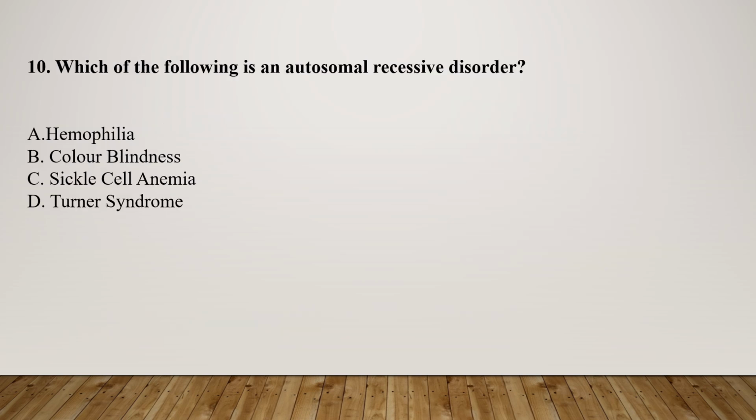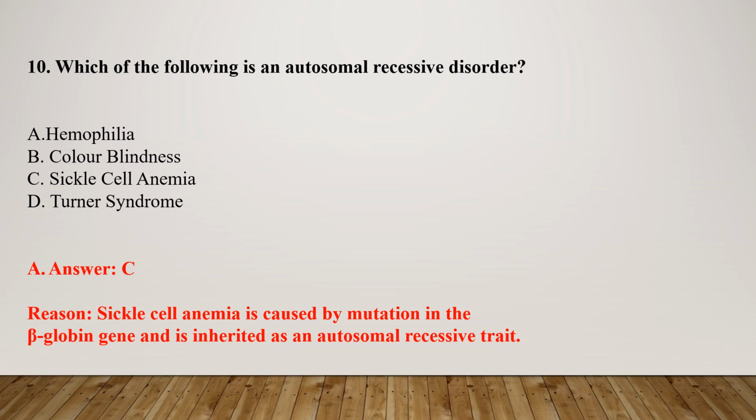Which of the following is an autosomal recessive disorder? Hemophilia, color blindness, sickle cell anemia, Turner syndrome. The answer is sickle cell anemia. This is caused by a mutation in the beta globin gene and is inherited as an autosomal recessive trait.